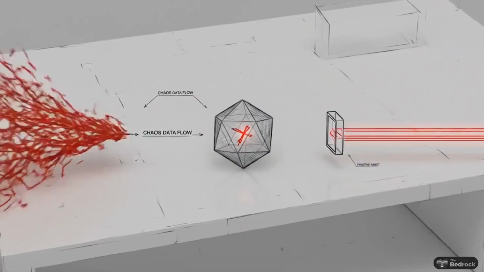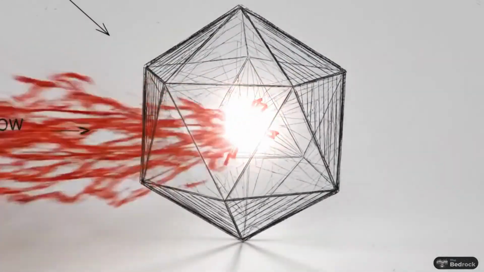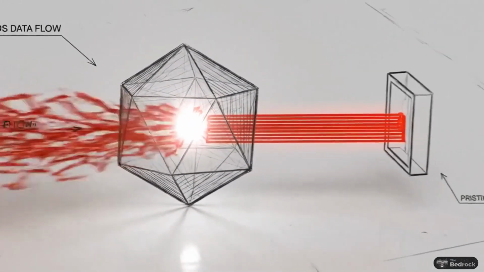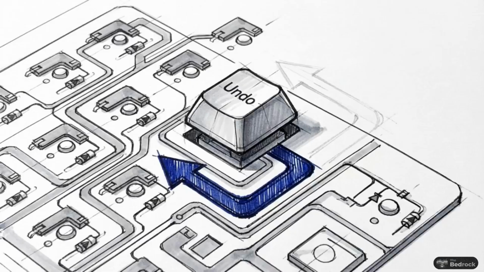But because that initial scramble was bijective, the bank server can apply the exact inverse function to safely extract your original card number. It is the exact same mathematical principle that remembers your previous state, allowing you to hit the undo button on your keyboard and erase a mistake.